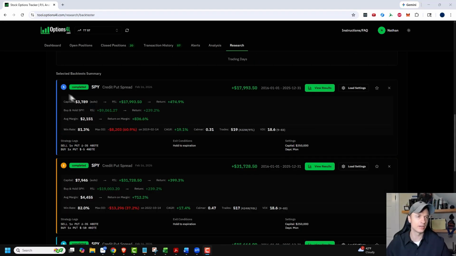So in this particular back test, we were selling one put with a negative 35 delta, 40 days till expiration, buying a put with a $5 offset, 40 days till expiration. You can see that our capital requirements were very small, $3,789. So that's pretty nice. If you have a smaller account, that's something to be noteworthy. I would consider it noteworthy.